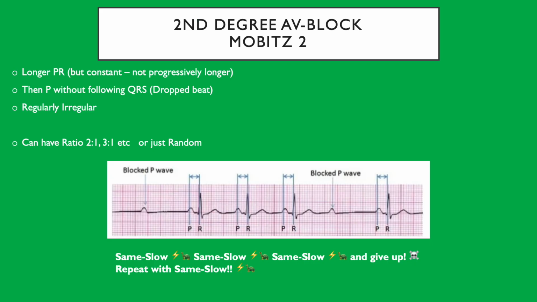Same drop, same drop, yeah? So this is the Mobitz 2. When you have the same PR interval and then a drop, it's like same and slow, same and slow, so it's more than 5 small squares, then drop, and then again same and slow. So it's like beep, beep, beep, nothing, beep, beep, beep, beep, nothing. While the Mobitz type 1 is longer and longer and then drops.